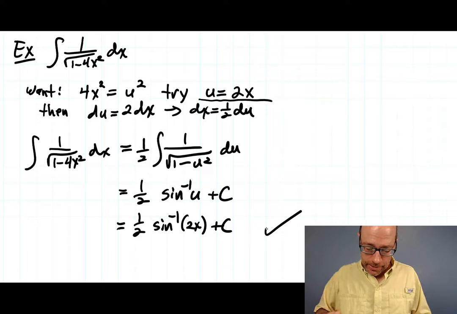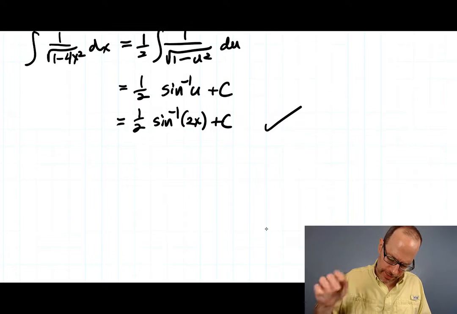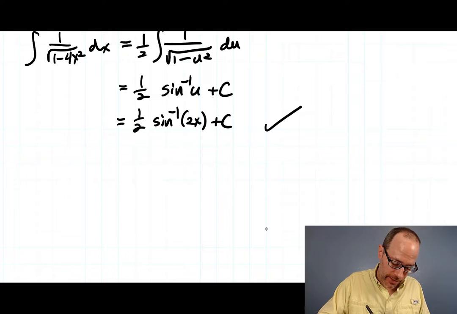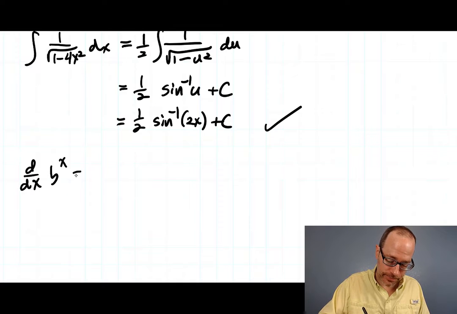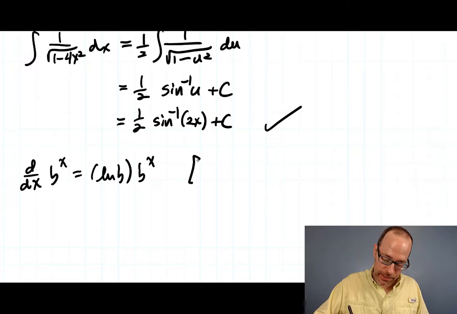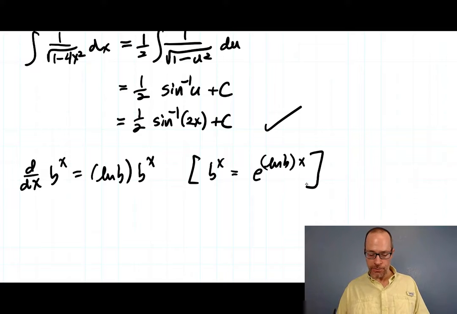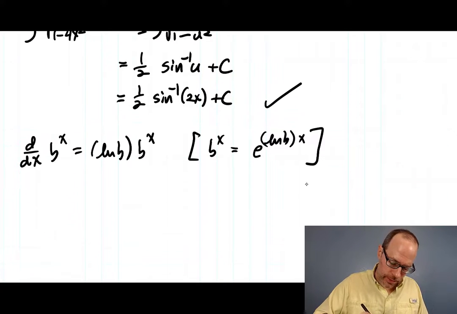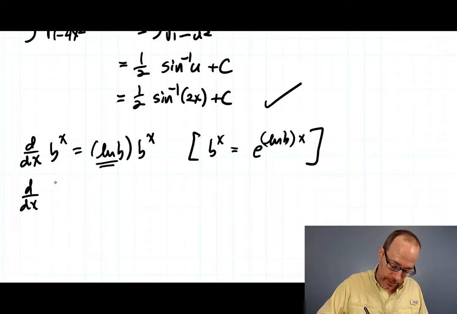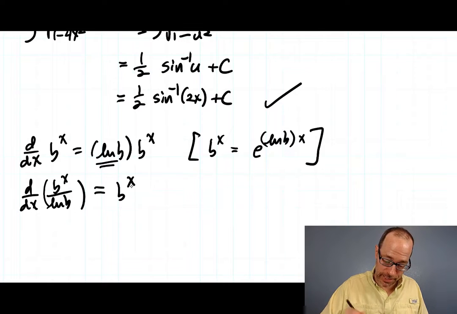Okay? All right, there's one other class of things we had and haven't taken advantage of yet. So remember, we had this formula, d/dx of b to the x was the log of b times b to the x. And remember, we got that just by writing b to the x as e to the log b times x, and then using the chain rule. But whatever. Anyway, this was the rule. So you can divide both sides by this constant here. So that'll be b to the x all over the log of b. So this guy's derivative is just b to the x.